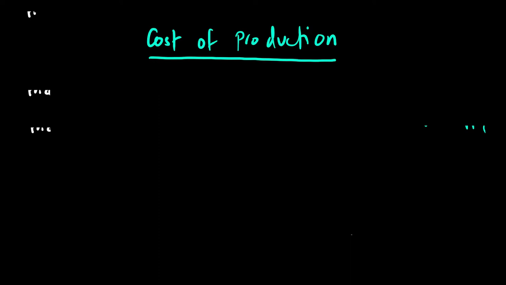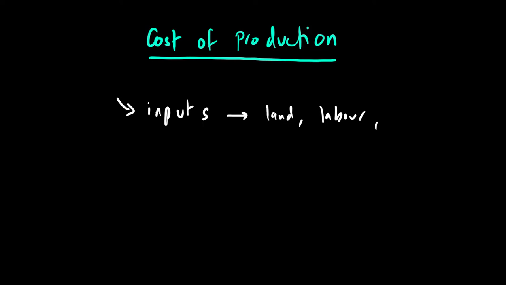Well, the first one could be your input prices. What are inputs? We discussed that earlier. Inputs are your land, labor, capital, and of course enterprise. These are the inputs that are required for production. So anytime there is a change in, for example, wage, or if there is a change in rent, or if there is a change in interest, that can result in the cost of production changing.